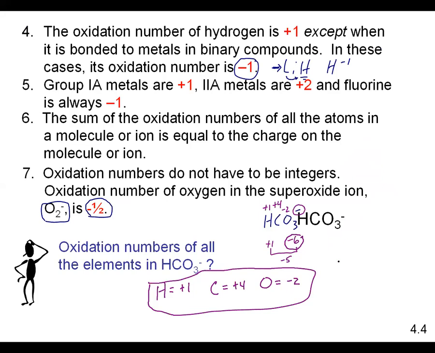The other important thing is you should include the charges. So the charges need to be there. That's why you need to write the plus, and in this case, the minus. Any questions on how to assign the oxidation number there?